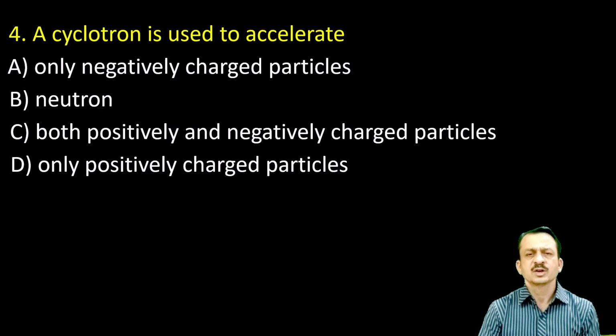We know that according to theory, a cyclotron is a machine used to accelerate any charged particle, either positive or negative. So based on that, C is the right answer, both positively and negatively charged particles. So it is going to accelerate these two particles. C is the right answer here.